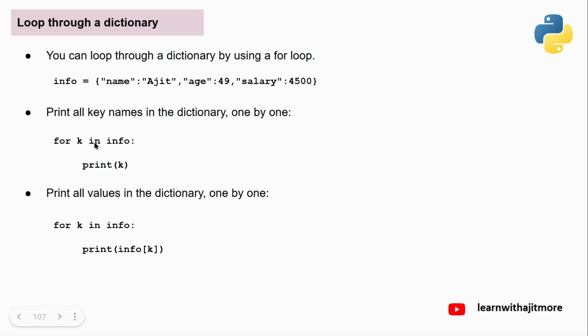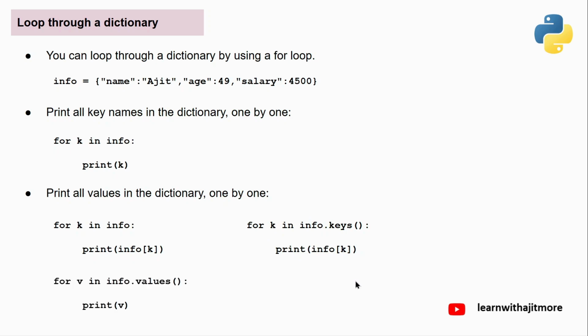See, the standard for loop above: if you use it, you'll get the keys one by one, and if you write info of k, you'll get the value of it. Then I said there is one keys method also, info.keys. It will return one iterable of type dict_keys. Dict_keys is a class. So it is an iterable, and when you use it in a for loop, it will give values one by one from that iterable. What is there in that iterable? Only keys, right? So the keys will come. When you write info of key, you'll get the value for it. Or the third way is directly info.values.